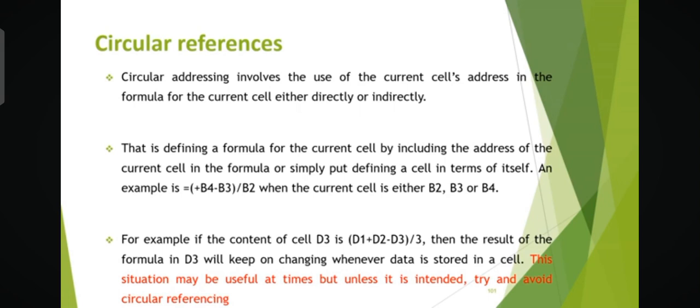Okay, so we have a formula and then we are going to put the formula somewhere. However, the cell that we are putting the formula in is also part of the formula. So that is defining a formula for the current cell by including the address of the current cell in the formula, or simply put, the definition of a cell in terms of itself. So when we say circular cell referencing, if we are going to put a value in cell A1, and the values that are part of the formula include cell A1, then that's circular cell referencing.